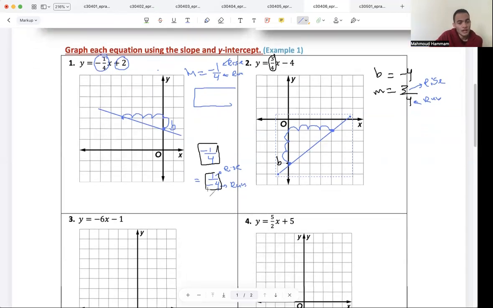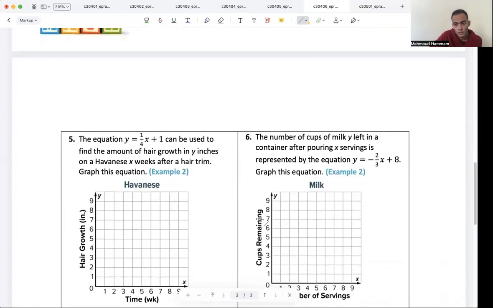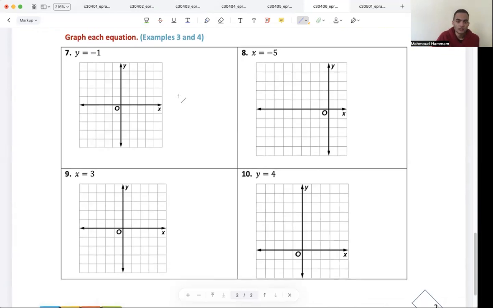Now the last part I have in this module is also graphing. y is equal to -1, x equal -5. Look, whenever you have y equals -1, this means I will cut the y-axis at -1. x equal -5, I will cut the x-axis at -5. Count with me. 1, 2, 3, 4, 5. So I will cut my x-axis at -5. x equal 3. Count. 1, 2, 3.